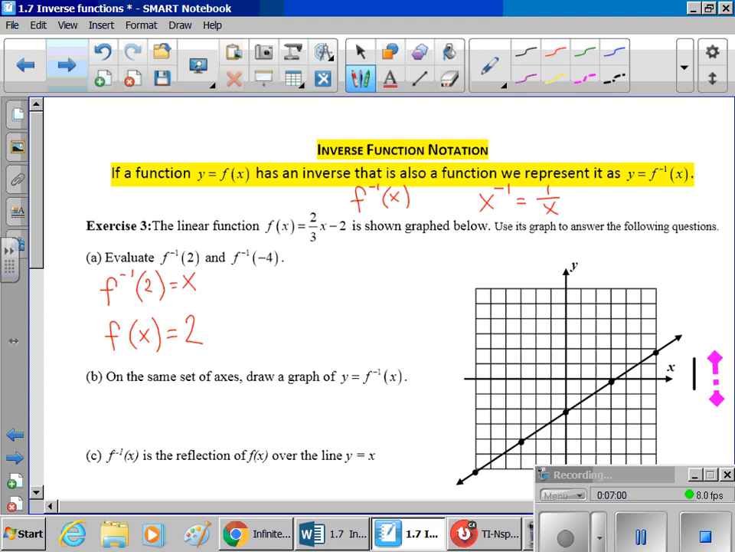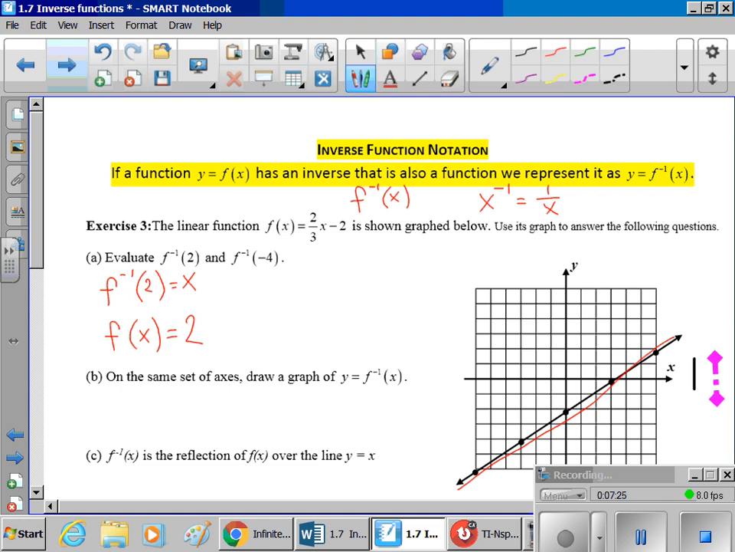Because these functions are inverses, if it maps 2 to x, the other one has to map x to 2, right? Another important note is that the graph that you have in your workbooks is not correct. So you're going to want to take a moment to pause the video and copy down the correct line, which I'm drawing in red. This is the correct line. All right?